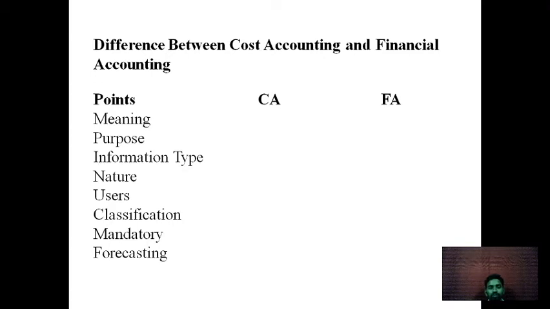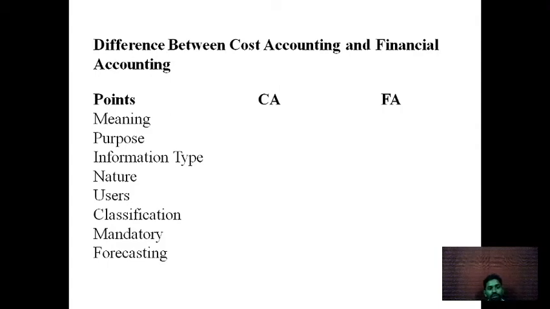The next point is the purpose. The purpose of cost accounting is to ascertain the cost of the manufactured product or the service rendered. The purpose of financial accounting is to prepare the profit and loss account, the trading account, and the balance sheet, to show the result.